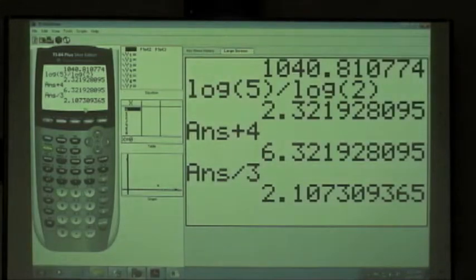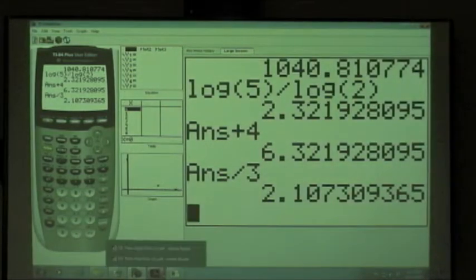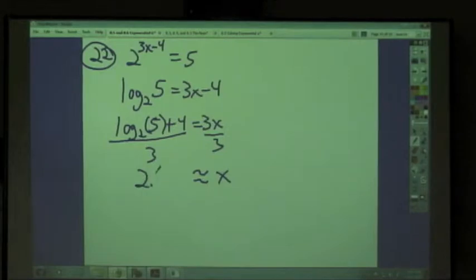So you get 2.107 when you answer that problem. 2.107.